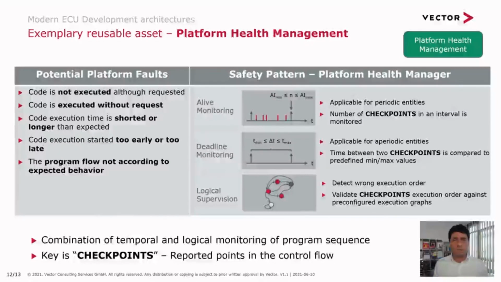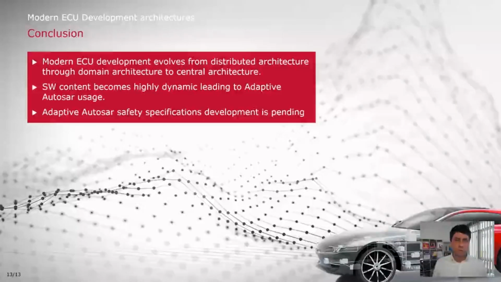Let us come to our conclusion. We talked about modern ECU development evolving from distributed architecture towards central architecture. We talked that in the scope of those central architecture, the software contents are getting highly dynamic, which leads to the use of adaptive Autosar. And we saw also use cases where functional safety needs to be considered for the adaptive Autosar platform. Nevertheless, at the moment, the adaptive Autosar safety documentation is still pending.